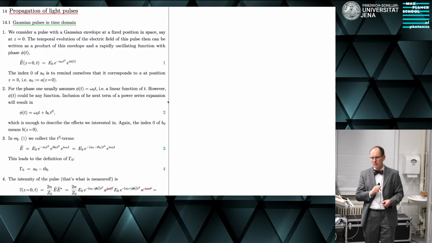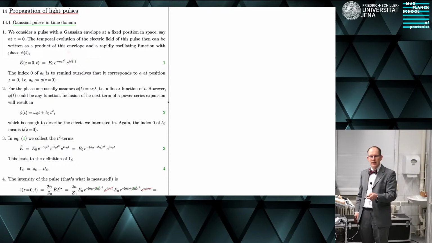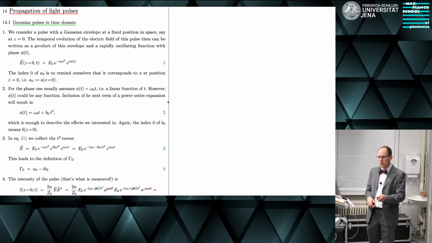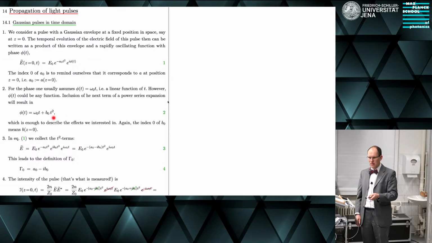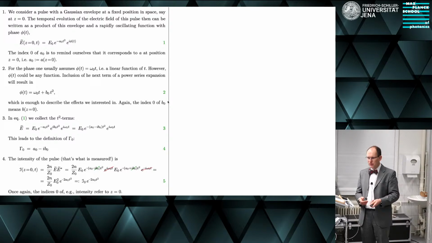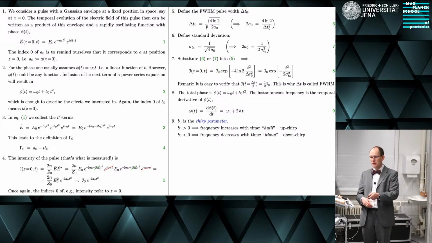So far, nothing new. But now, I wrote here the phase that you usually would write as i omega t, if we just consider the temporal evolution. Usually you would write i omega t, but here we actually write the next term in a power series expansion, and we call this B naught t square. The first thing that you could do is to look at a few simple things, namely the width of this pulse, and you could also define it in different ways: full width half maximum, standard deviation, and so on and so forth.